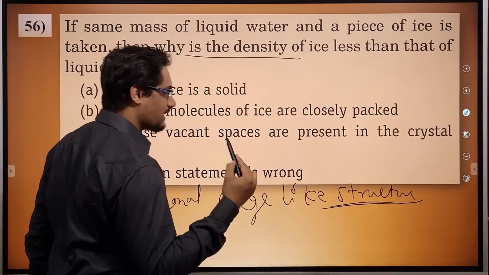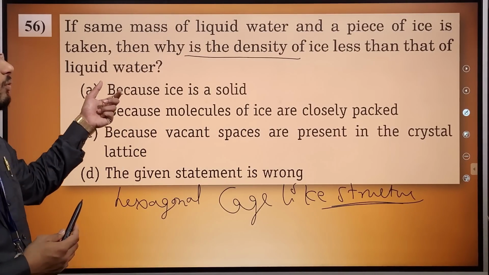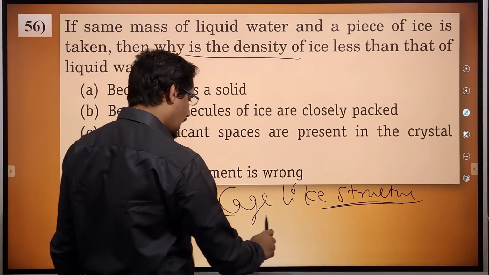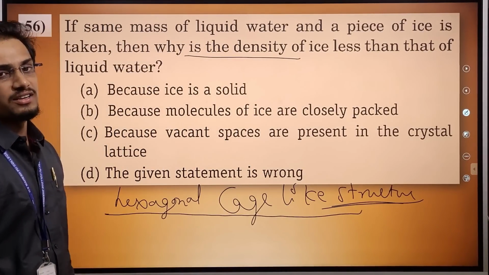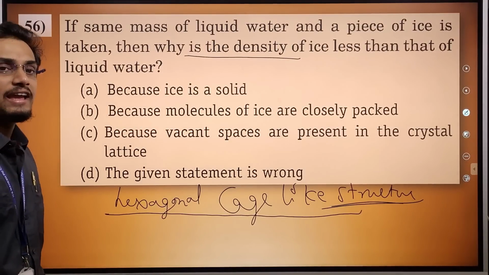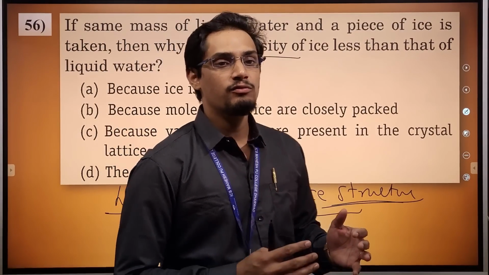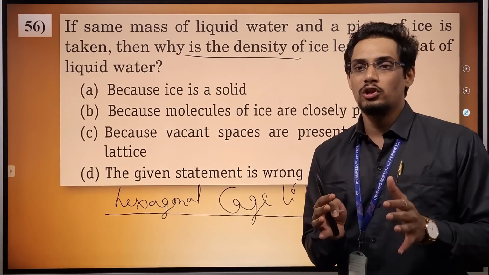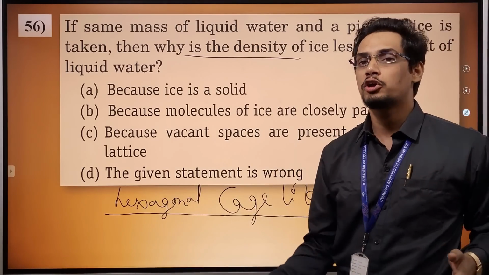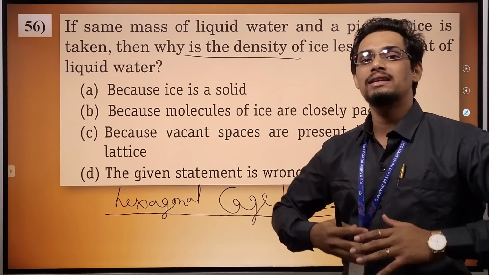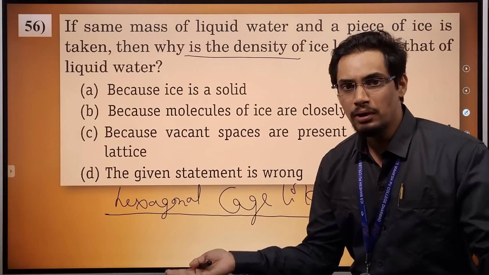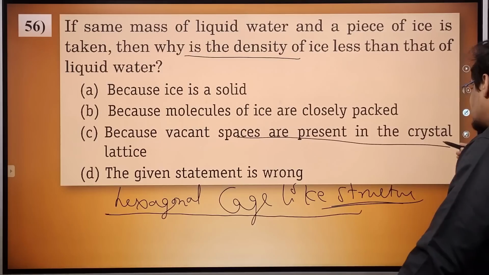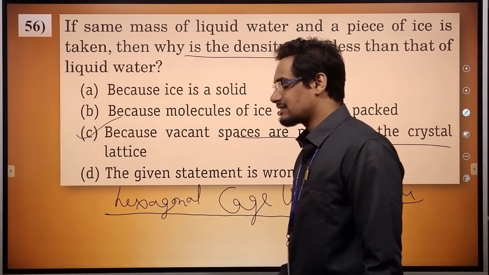Due to extensive hydrogen bonding, water in solid state, or in other words ice, forms a hexagonal cage-like structure. Because of this hexagonal cage-like structure, it occupies more volume. So that's why ice occupies more volume. Higher the volume, lower will be the density, because of the vacant spaces present in the crystal lattice.